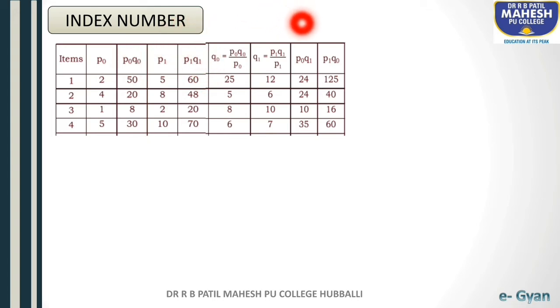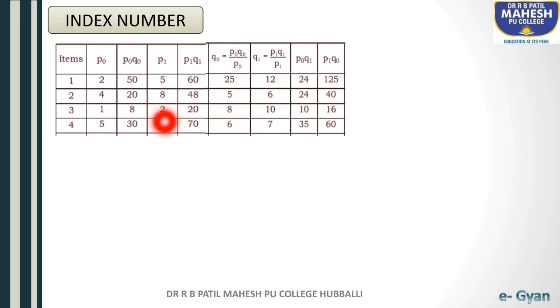Also we want summation P0 Q1 and summation P1 into Q0. First find P0 into Q1. Multiply P0 into Q1. 2 into 12 is 24. 4 sixes are 24. 1 tens are 10. 5 into 7 is 35. Next you have to find P1 into Q0. So P1 into Q0: 5 into 25 is 125.